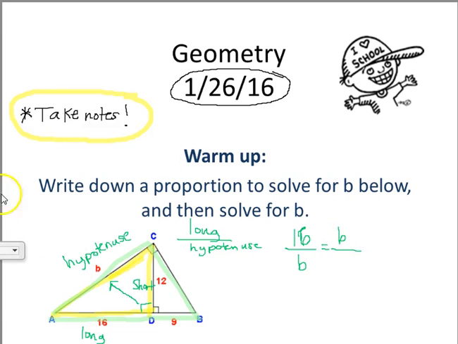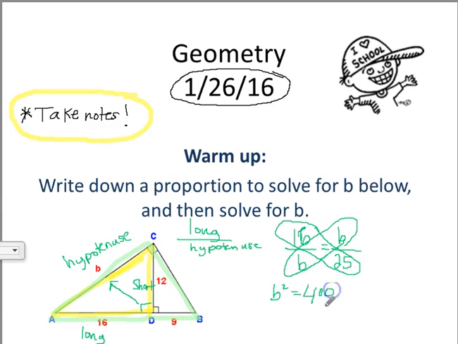And then the hypotenuse, which is directly opposite to the right angle, is this leg here, which is split up into 6 and 9. So we need to add those together. So 6 plus 9 gives us 25. So that's going to go here. And now we're just going to solve by cross multiplying. So I would have b squared equals 16 times 25. I'm going to multiply that out, and I get 400.